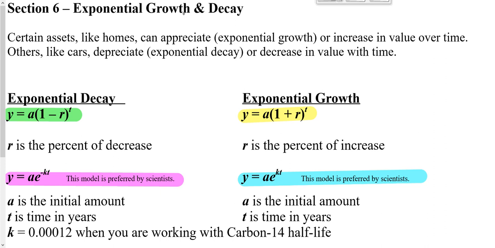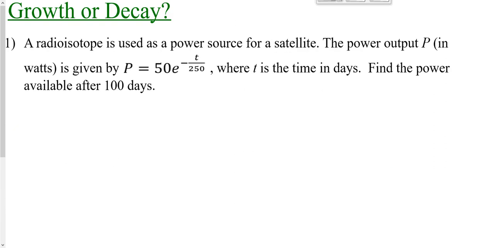Now, in the top two that are non-scientific, R is your rate of increase or your rate of decrease. Typically, that'll be given to you as a percentage, but you then need to change it from a percent into a normal decimal by moving your decimal point over 2 spots. When you're dealing with the bottom two that have E, they have the value of K. K is often a relatively small number. If you happen to be dealing with carbon-14 and the half-life of carbon-14, just know that that value of K is always going to be this. So just be aware of that. Now let's go ahead and take a look at a couple of problems.